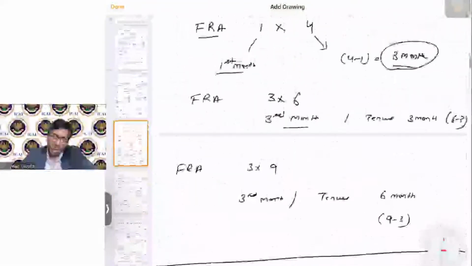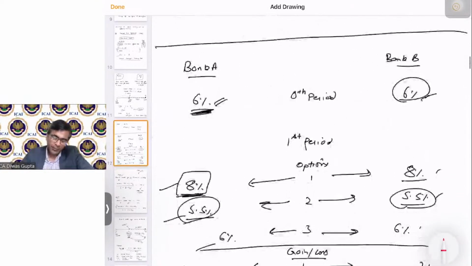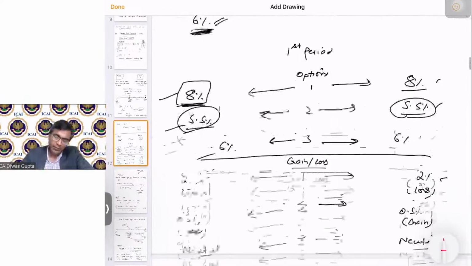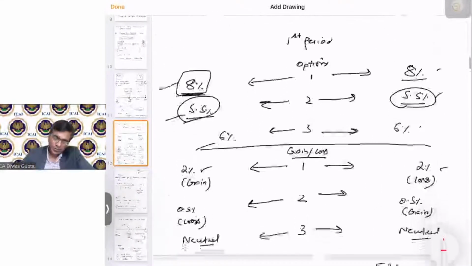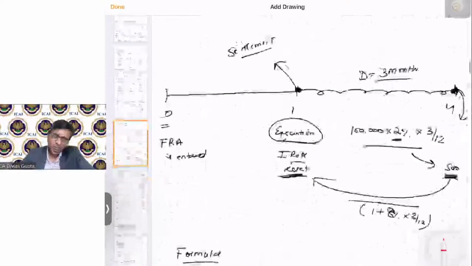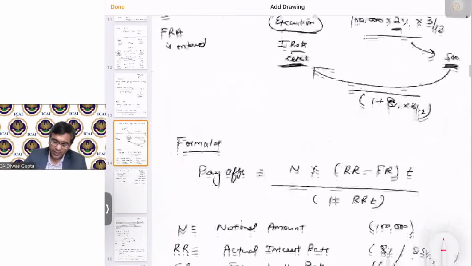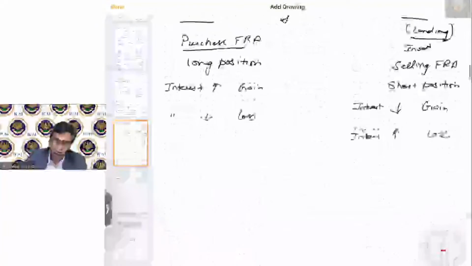Then we studied the naming convention of FRA. FRA 3/9 means that it will be executed on the third month from now, and the tenure will be 6 months. Then we studied the different payoffs between both the parties under FRA. Who will gain, who will lose will depend on who has taken what position.